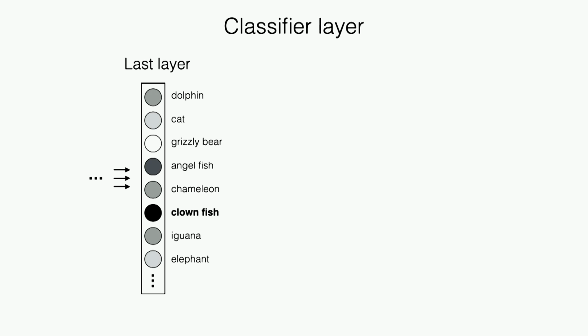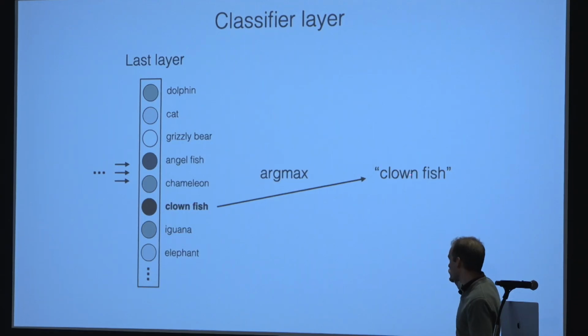We'll call each of the elements a score. Sometimes these are called logits. A score is like how much I think the input image is a clownfish or chameleon. And we'll decide on the label by just taking the argmax of this score vector. So if the score for clownfish is highest, we'll say it's a clownfish.